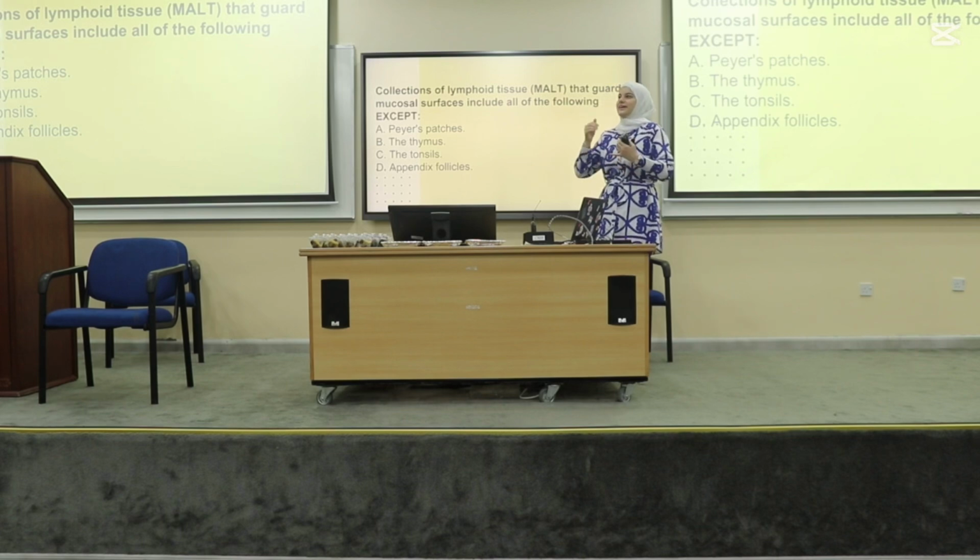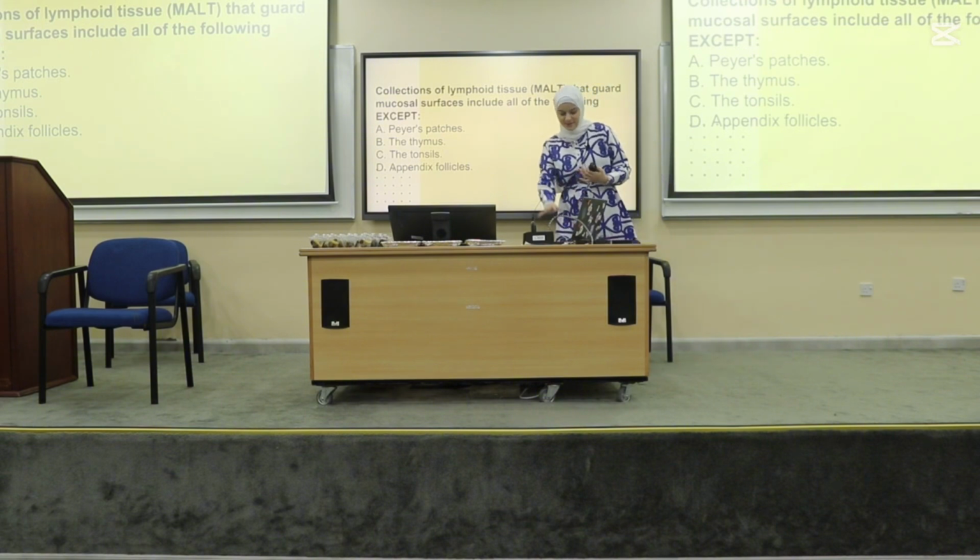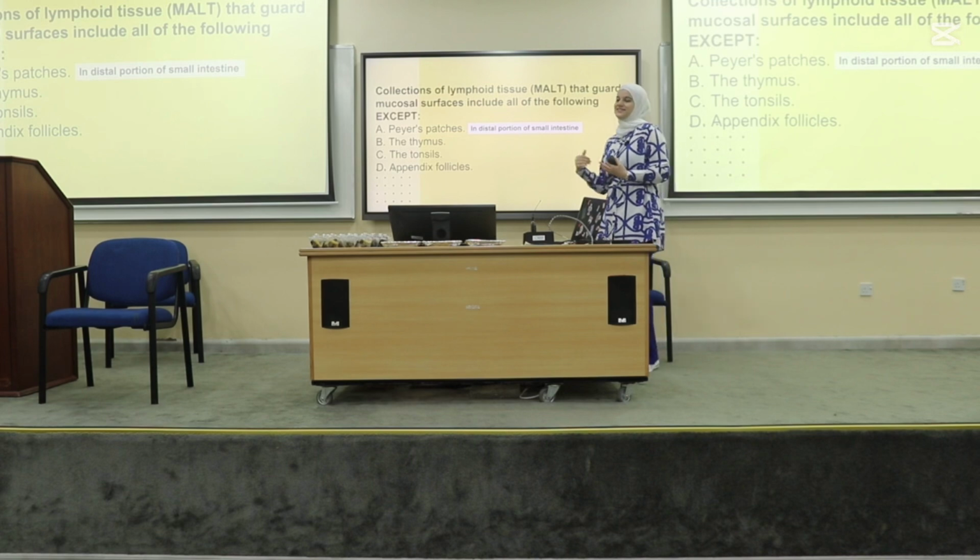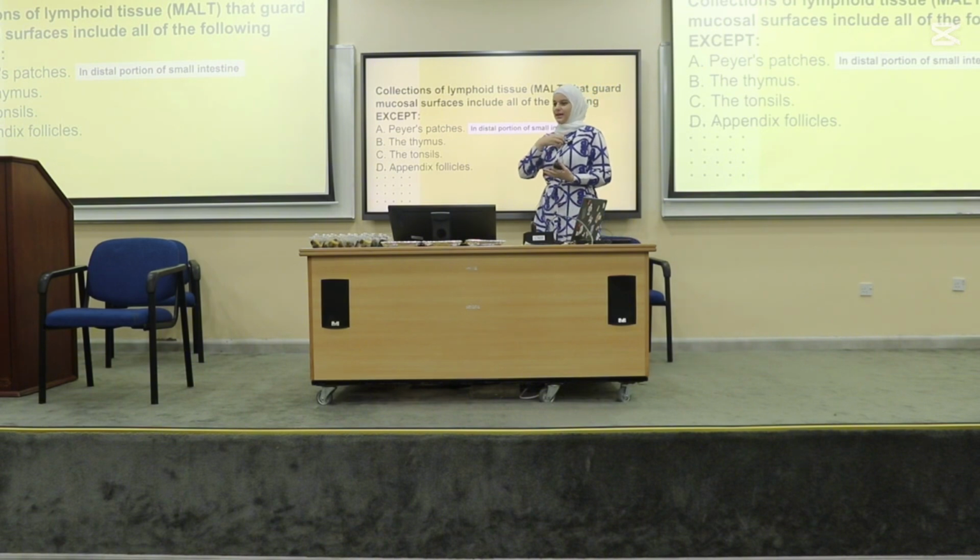They can be in the initial part of the small intestine, middle part, or last part of the small intestine. Middle? No, it's in the distal, the last part of the small intestine. Thymus, obviously it's here, and it's a primary lymphoid organ for maturation of T cells. Tonsils, they are also MALT. We'll talk about them. Appendix follicles.